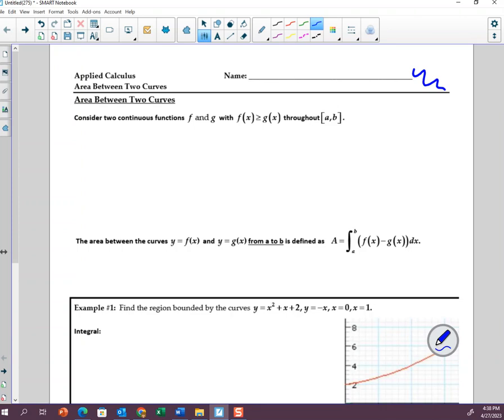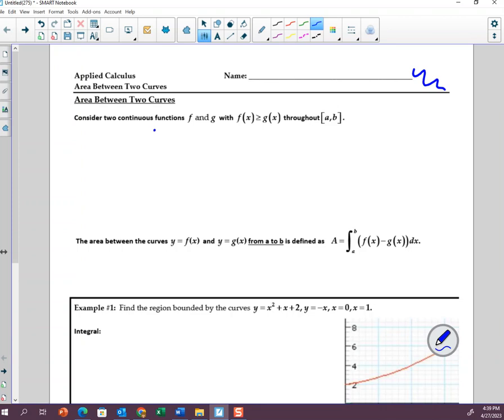Okay, guys, so we're going to go over another application of integrals. We're going to talk about the fact that an integral can help you calculate an area. Now, we already know that an integral is, in fact, an area under a curve.